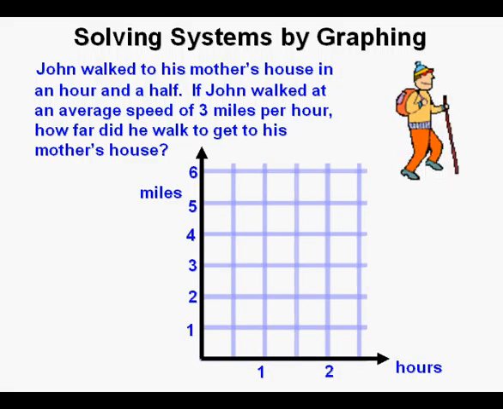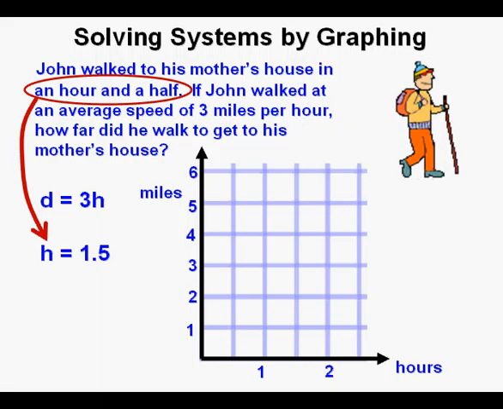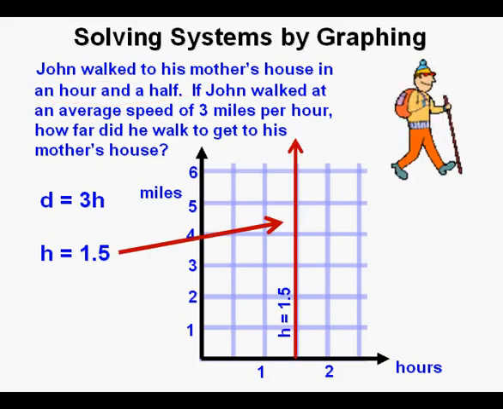The first equation we'll look at is this one, 3 miles per hour. We call it d equals 3h. And we also have the time it takes, an hour and a half. That equation is h equals 1.5. First we'll graph the line h equals 1.5. It's a vertical line halfway between h equals 1 and h equals 2.